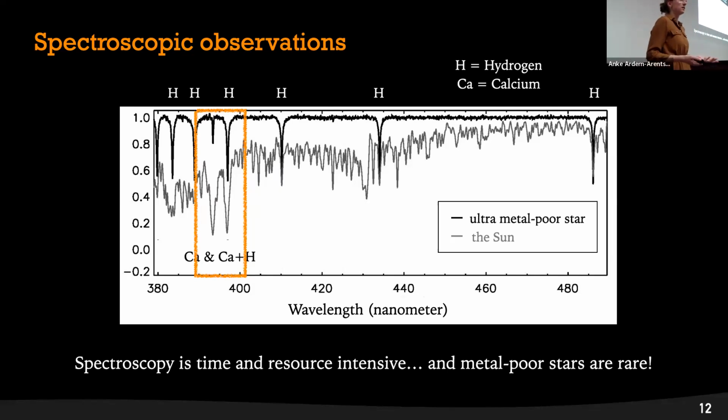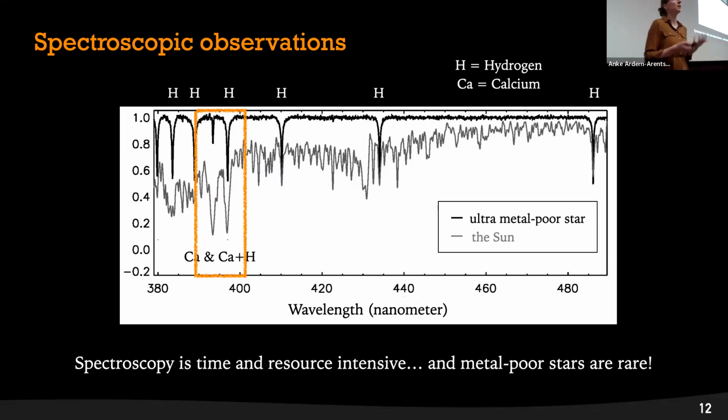But spectroscopy is quite resource intensive. It takes a lot of time to get a spectrum for a star. You have to have big telescopes, big instruments, and metal poor stars are rare. Only 1% of the stars in the Milky Way are in the halo, and of those, only a smaller percentage will be among the rarest metal poor stars that we care about.